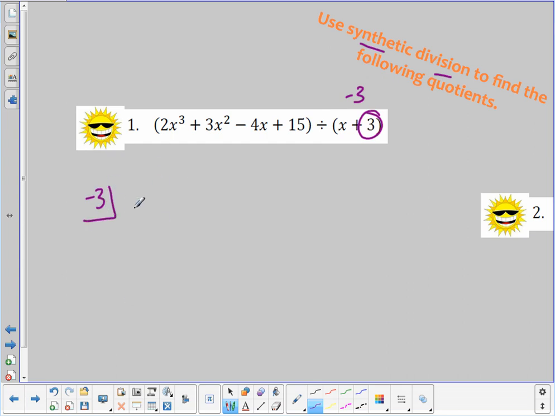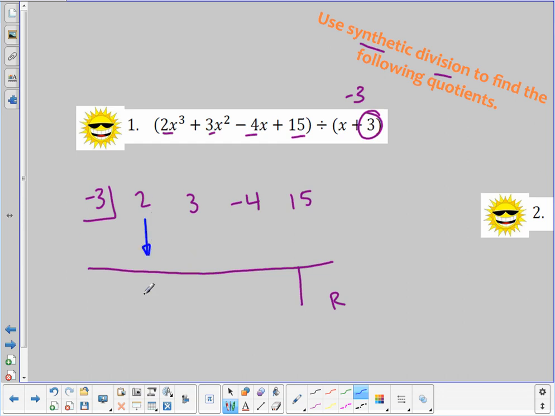Then I list my coefficients in order: 2, 3, negative 4, 15. So I draw a line for the remainder. I needed to leave myself one space because you're going to be writing some numbers in here. So I have some space to write those numbers. And then I follow the process.